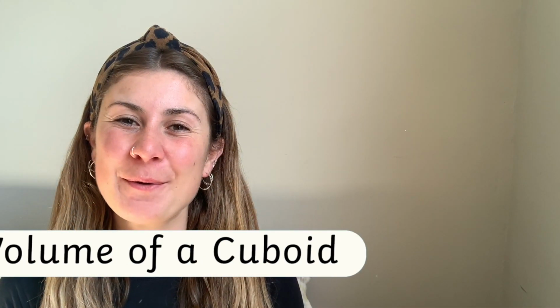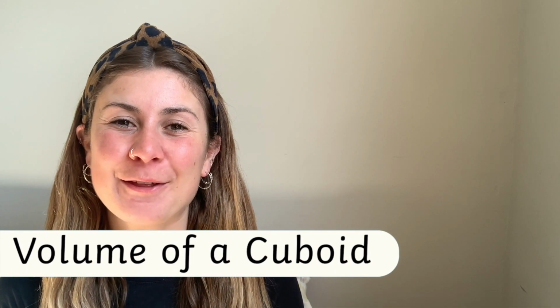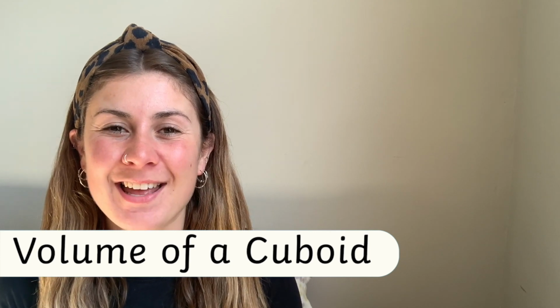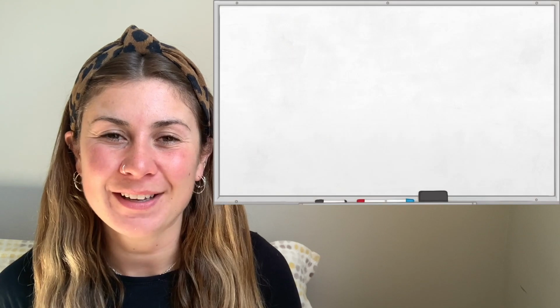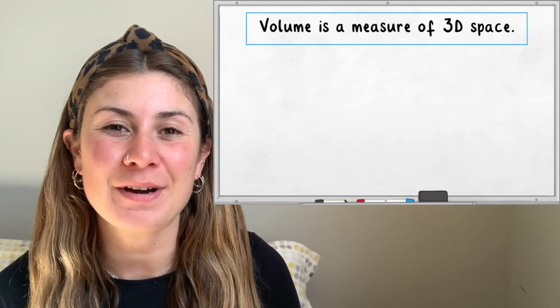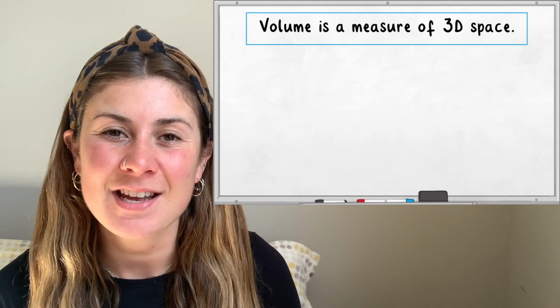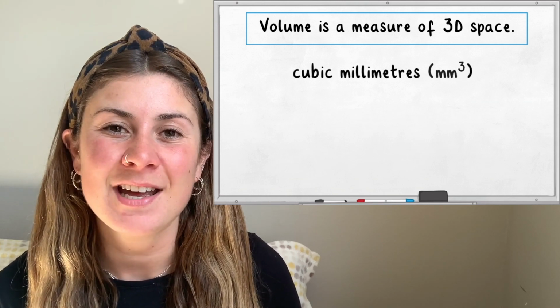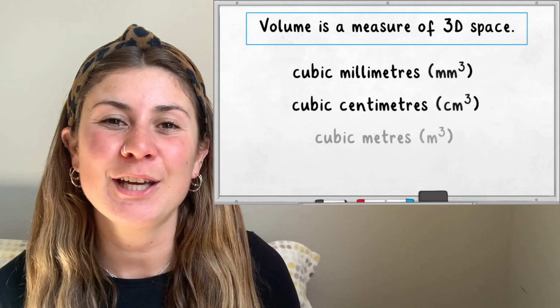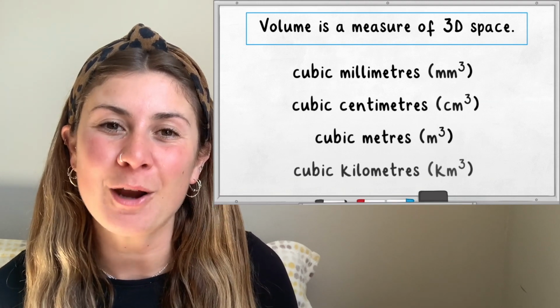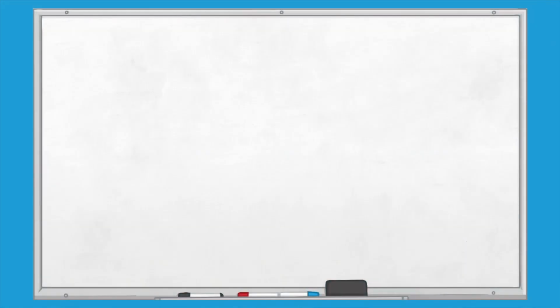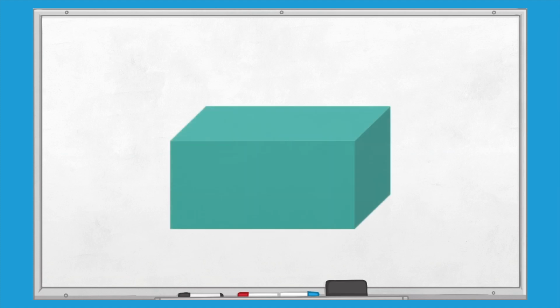Hi, this video is here to help you to calculate the volume of a cuboid. Before we get started, let's remind ourselves about volume. Volume is a measure of three-dimensional space and is measured in cubic units, such as cubic millimetres, cubic centimetres, cubic metres or cubic kilometres. A cuboid is a three-dimensional figure with 6 rectangular faces.